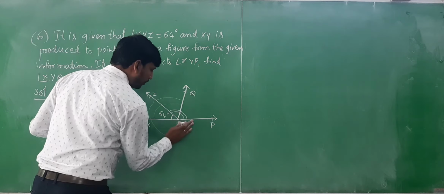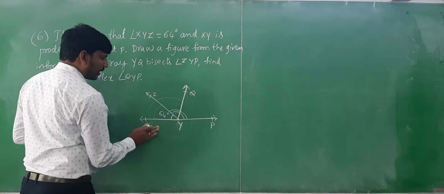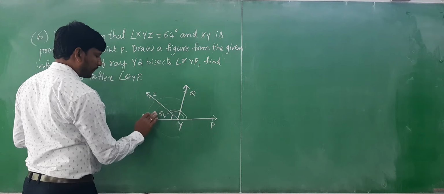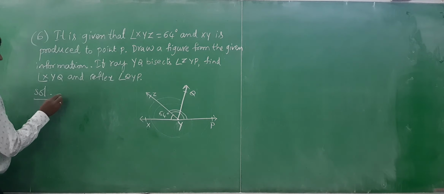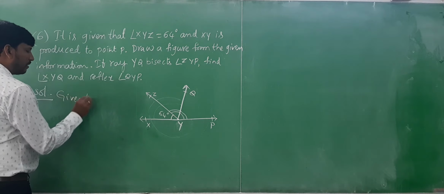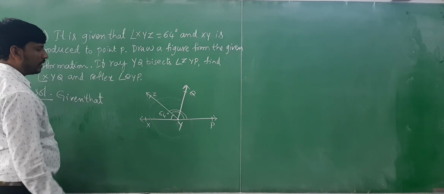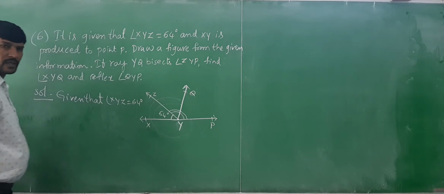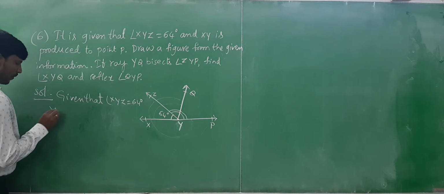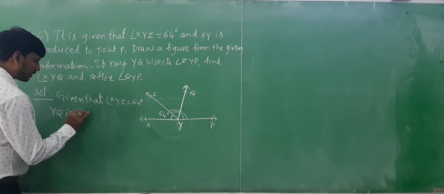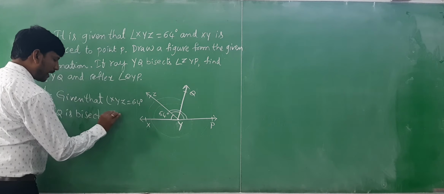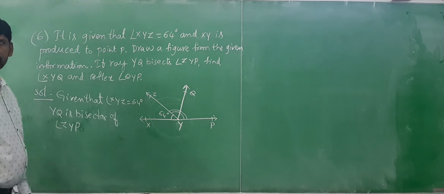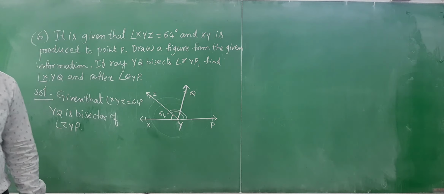Clear? Now this is a diagram about the given information. By using this diagram we need to find out whatever angles they are asking. Clear? Now given that angle XYZ is equal to 64 degrees, and also YQ is a bisector of angle ZYP.